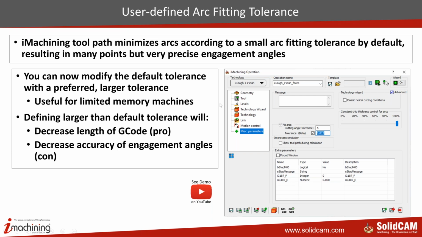So you can modify the default tolerance value with a larger preferred tolerance value, and this can be useful for CNC machines with limited memory. The program length will be reduced. It decreases the length of the G code and decreases the accuracy of the engagement angle, so the program size becomes smaller. You can use this function if you have CNC machines with limitations on the controller memory. Change this fit arc tolerance parameter inside miscellaneous parameters so that your G code length will be reduced.